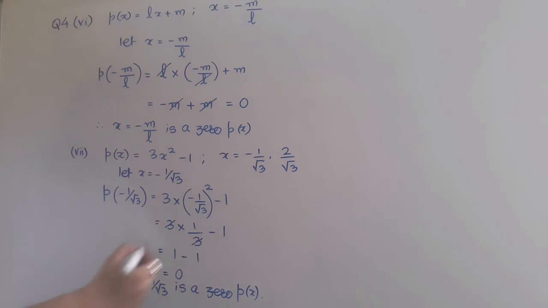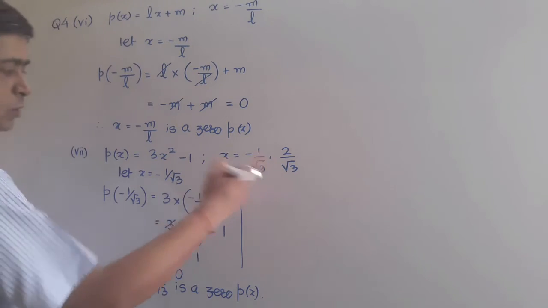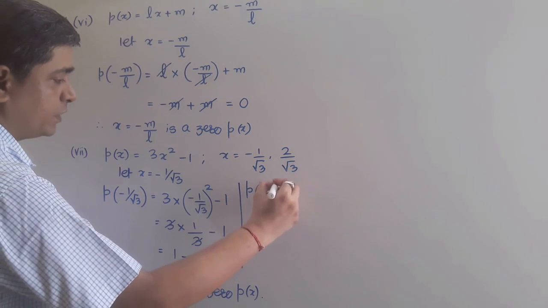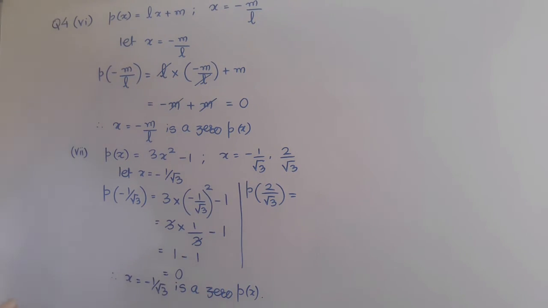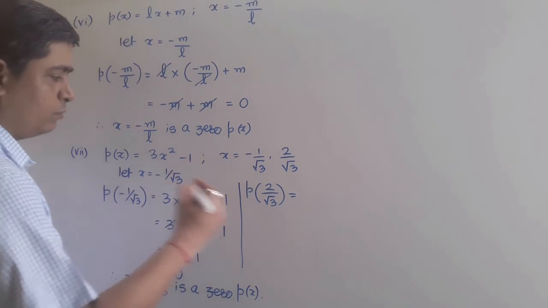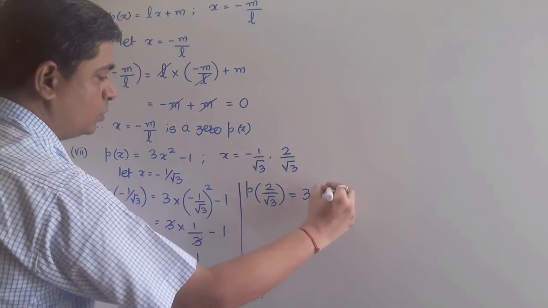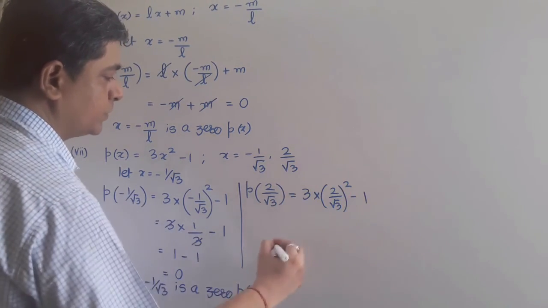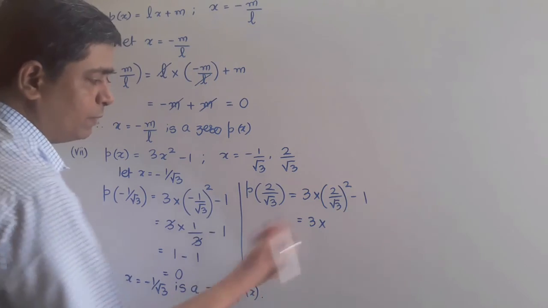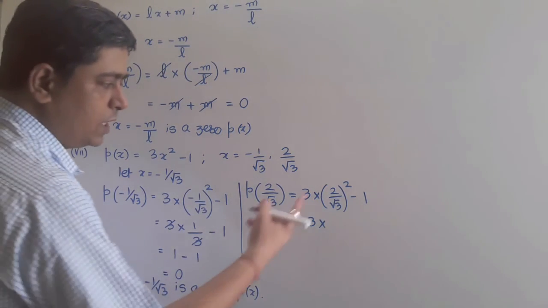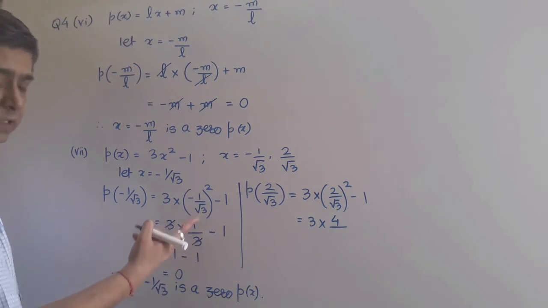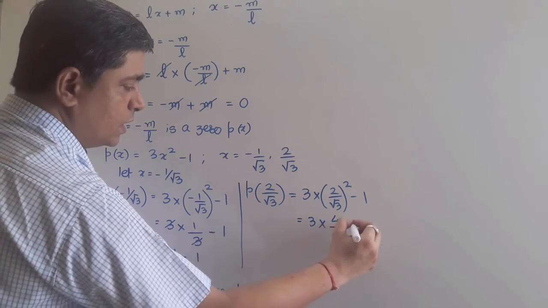Okay. Now let us see one more part, the last part, 2 upon root of 3. So p of 2 upon under root of 3, this I am finding quickly now. We can write down here, let x equal to 2 upon root of 3. So 2 upon root of 3 I am keeping in the polynomial. So 3 into 2 upon under root of 3 whole power 2 minus 1. So this will be 3 into, there is no minus sign, so the term will be positive only. Square of 2 will be equal to 4 upon square of root of 3, as I have done here, 3. Same way here also it will come 3 minus 1.